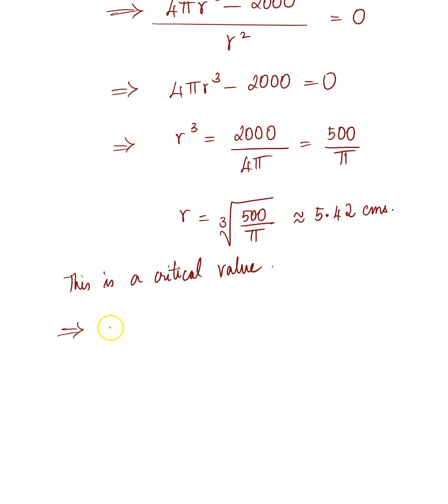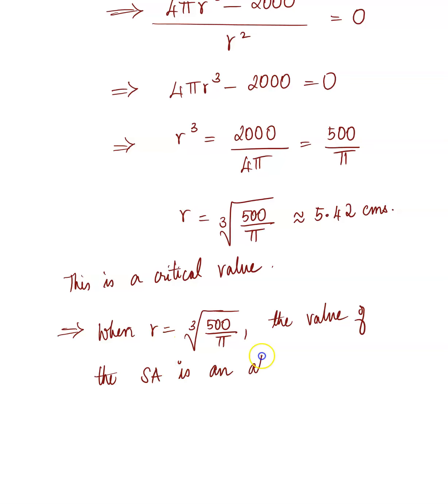This implies that when r equals the cube root of 500 over pi, the value of the surface area is an absolute minimum.